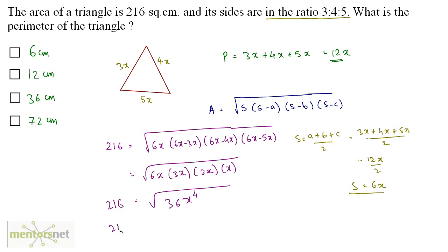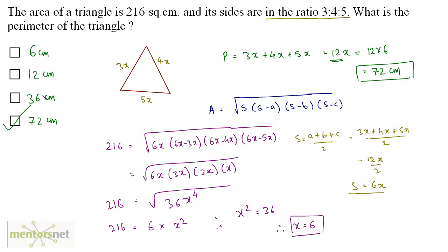216 on the left. So 216 is equals to under root of 36 times under root of x raised to 4, that's 6 times x square. So therefore x square is equals to 216 divided by 6, and that is 36. Therefore x is equals to 6. Now we've got the value of x. We can find out the perimeter. So perimeter is equals to 12 into 6, and that is equals to 72 centimeter. So option D is the correct answer.